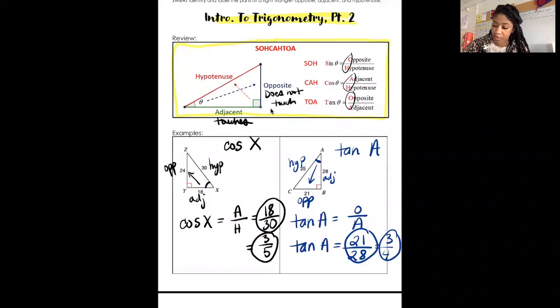Okay. So just to summarize that last one in case we had gotten cut off, the formula for tangent is opposite over adjacent. The opposite is 21, so 21 goes in my numerator. Adjacent is 28, 28 goes in my denominator. So my final answer is 21 over 28. If we put it in simplest form, that's 3 over 4.